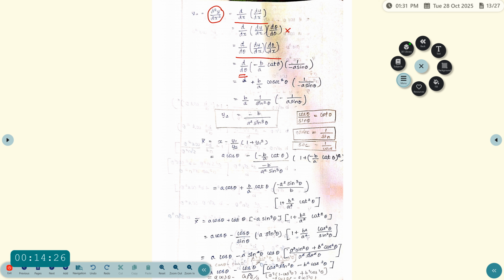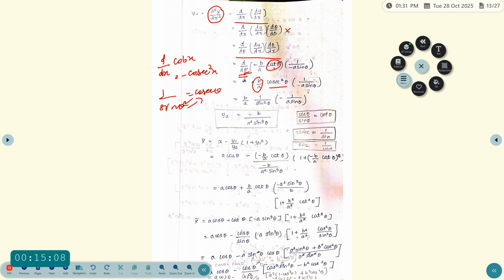The next step, if you are taking the differentiation of minus b by a cot theta with respect to theta, b by a is constant, differentiation of cot theta is minus cosecant square theta. d by dx of cot x is nothing but minus cosecant square x. Minus of minus becomes plus here, and minus 1 by a sin theta. But we know that cosecant is the reciprocal of sine. 1 by sine is equal to cosecant. They are reciprocal to each other. So this can be written as y2 equal to minus b by a square sin cube theta.